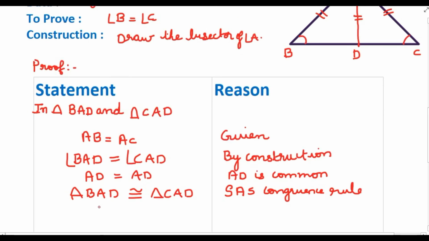therefore we can say that angle B equal to angle C by corresponding parts of the congruent triangles. So finally we have proved that angles opposite to equal sides of the triangle are equal.